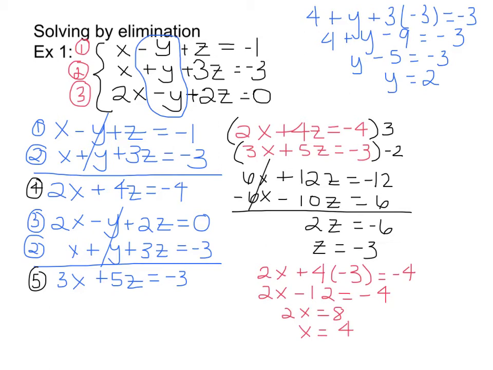Remember, this is still a point of intersection. It's where 3 planes intersect. So we write it as the point 4, comma 2, comma -3. It's a 3-dimensional point. X, then y, then z.